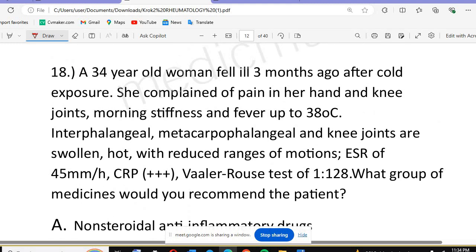A 34-year-old woman fell ill 3 months ago after cold exposure. She complained of pain in her hand and knee joints. Morning stiffness is there and fever up to 38 degrees Celsius. The interphalangeal, metacarpophalangeal, and knee joints are swollen. So you can see the heat, with a reduced range of motion. ESR is increased. What group of medicine would we recommend?